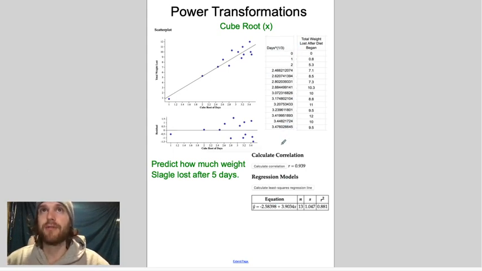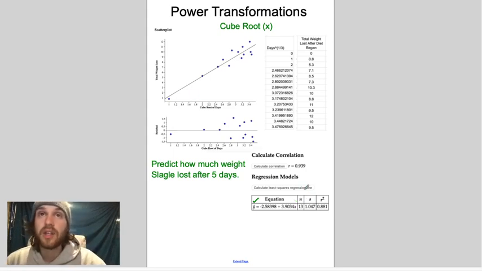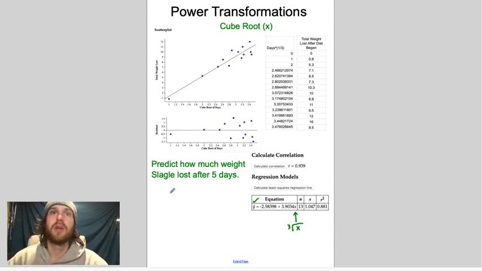Okay, so what we end up here with is our y is still total weight lost. The x has changed. So this value right here, this is actually y. This is not actually x. That x there is actually the cube root of x. So this is actually the cube root of x right there. So when we go to make a prediction, we have to be extra careful.